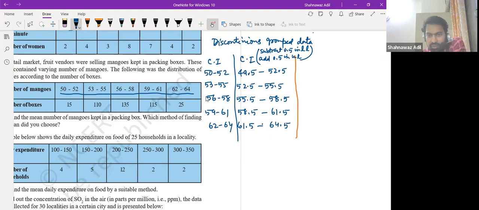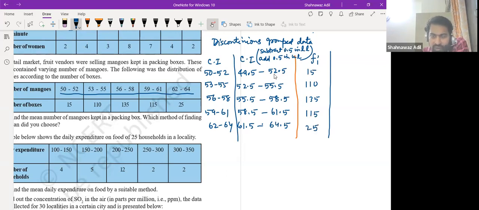Understood? Yes. So now we have to write fi. So this would be fi, how much? 15, and then 110, 135, 115, and 25. So when we calculate the class marks, so this would be how much?